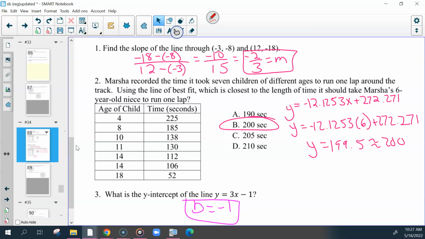And then it's asking for which is the closest to the length of time it should take Russia's 6-year-old niece. So you would put in 6 for x, and your y value would be about 199.5. The closest number to that would be 200. For number 3, it's asking for the y-intercept, which is negative 1. So you have to know which one of those is your y-intercept.